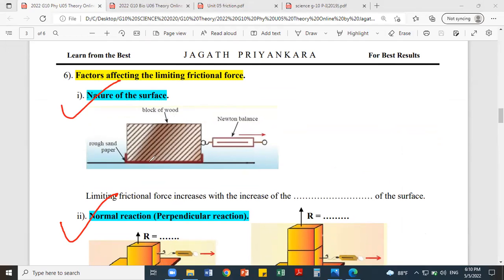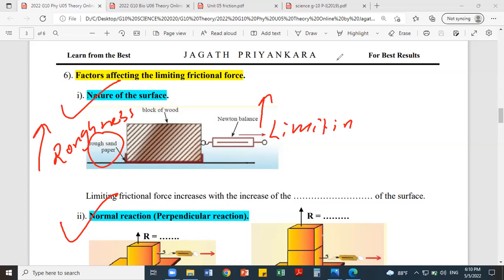I told you, when the roughness of the sandpaper increases, what happens? The reading of the Newton balance goes up. That means the limiting frictional force increases. You have to make more effort to move this. That means when it is just about to move, when it just begins to move, the reading will increase with the increase of the roughness. That means limiting frictional force increases.